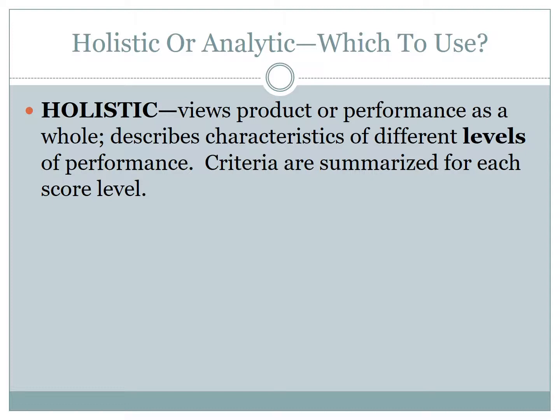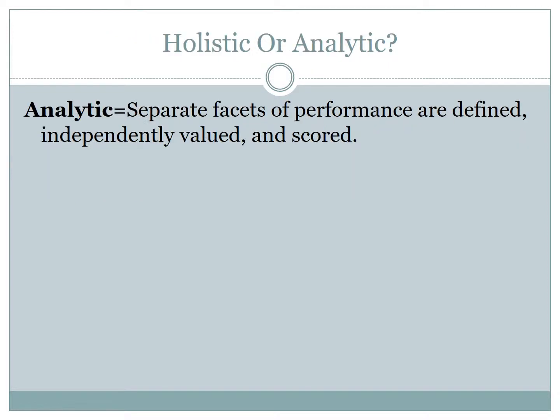You'll recall from previous weeks that we've talked about holistic and analytic rubrics. Holistic rubrics view the product of performance as a whole, and they describe characteristics of different levels of performance. Criteria are summarized for each score level. Whereas with analytic, you break those characteristics out onto their own rows, independently value them and score them.